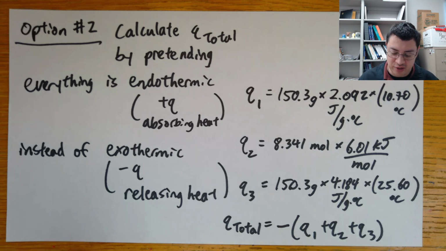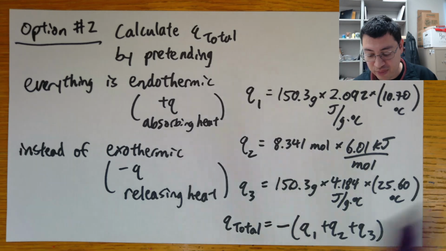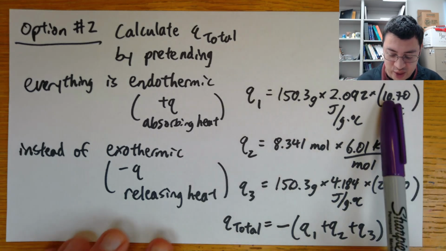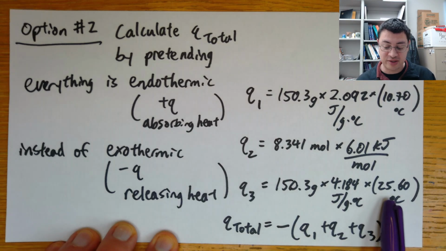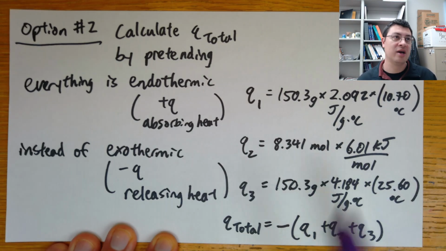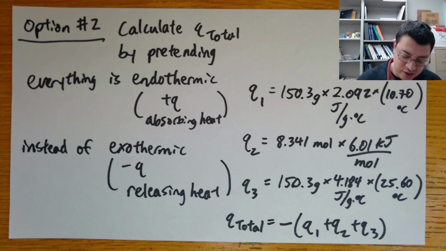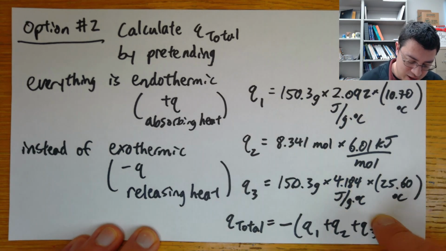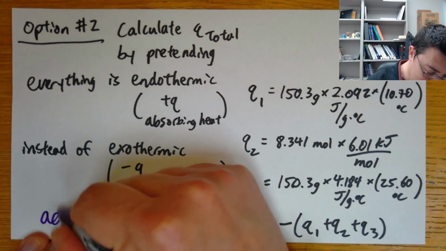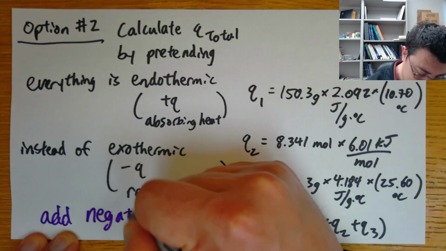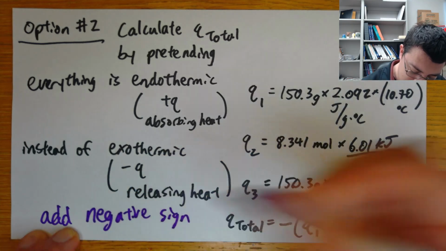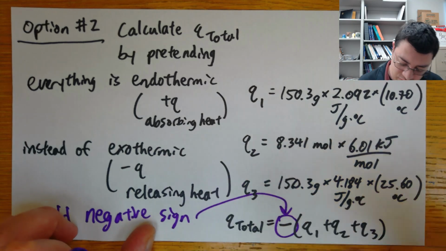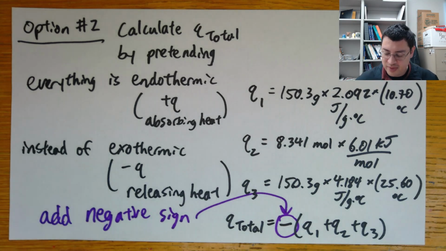We could have pretended that we started with a block of ice and we started at negative 10.70 Celsius, and then we increase the temperature all the way to 25.60 Celsius, melting the ice in the process. You calculate all of those, you add them up, and then you add a negative sign at the very end to your total. You would get the same exact answer. So whatever makes more sense to you.